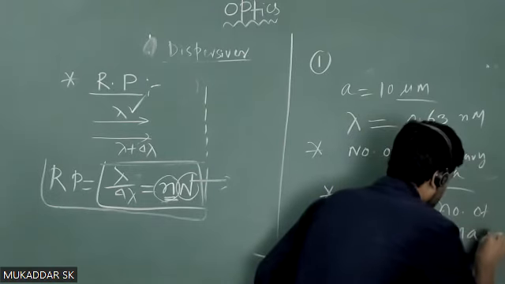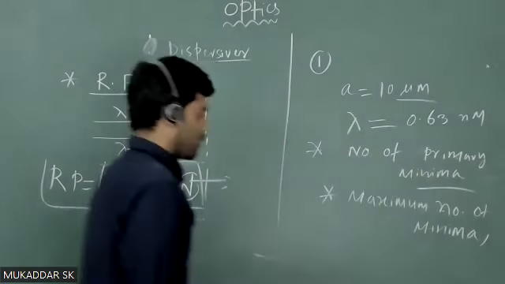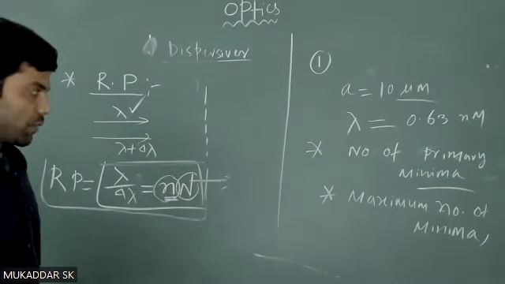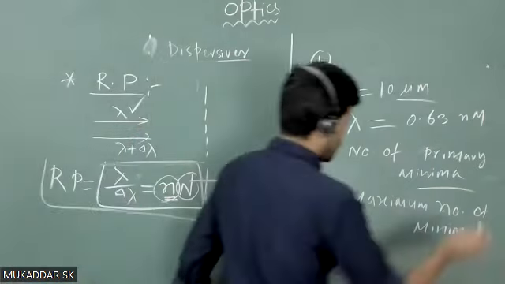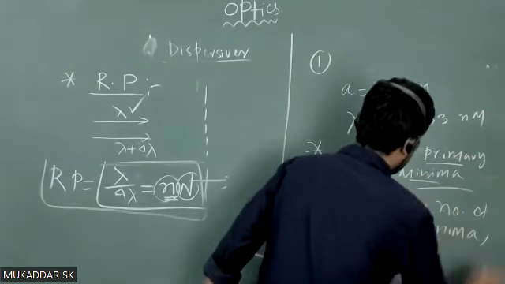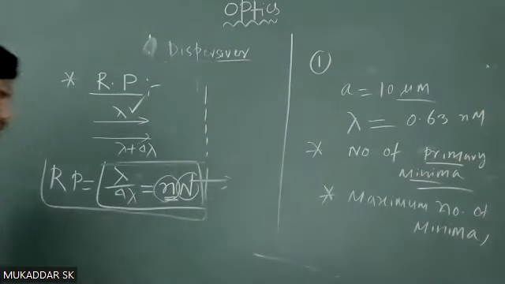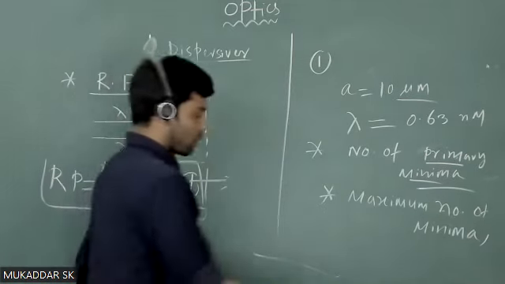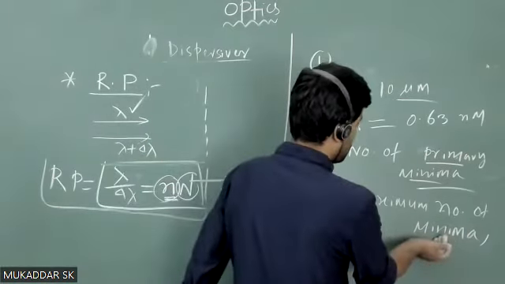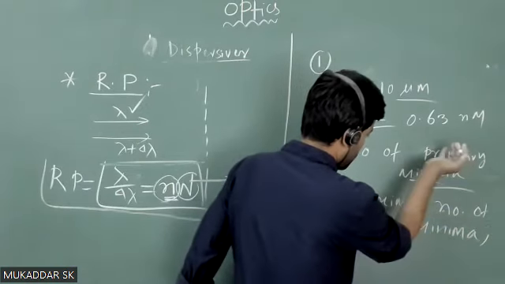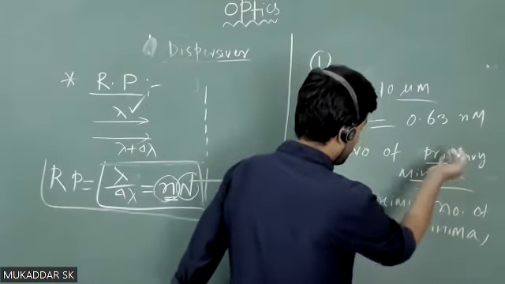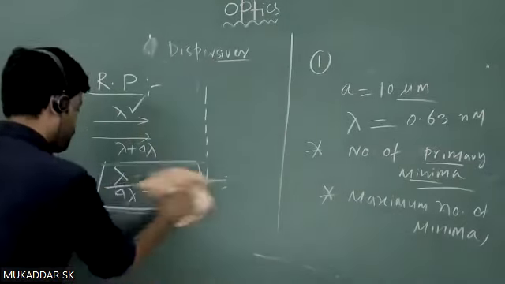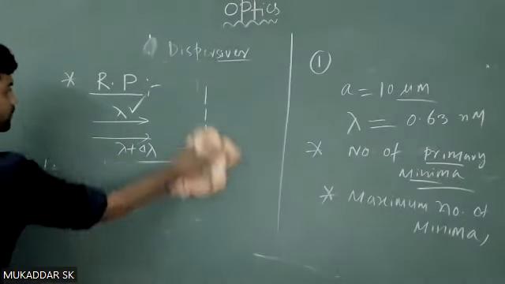अच्छा, आपको अगर एग्जाम में मैक्सिमम नंबर ऑफ मिनिमा कैलकुलेट करने के लिए बोले तो कौन सा मिनिमा कैलकुलेट करोगे? You have to calculate primary minima, because जो सेकेंडरी मिनिमा है वो आपको अच्छे से दिखता नहीं है. So if they ask you the number of minima you have to calculate, then they are basically asking you have to calculate primary minima. Okay, so I will calculate that maximum number of minima. कैसे calculate करोगे?